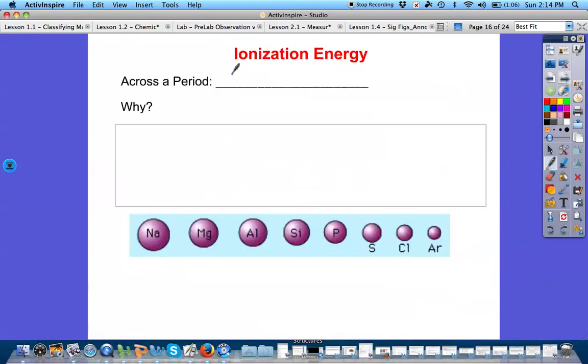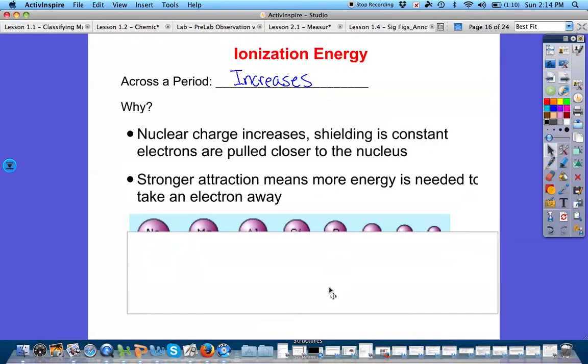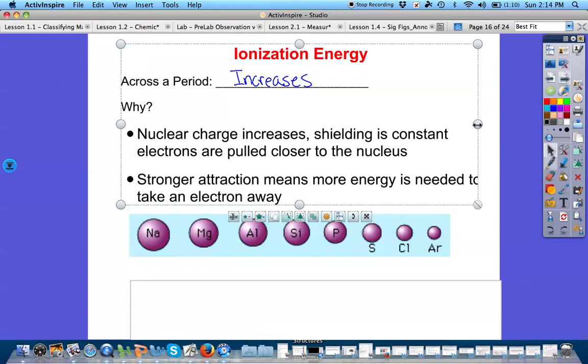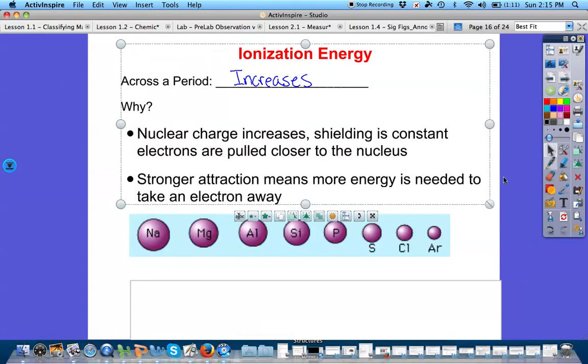As you go across a period, the ionization energy increases. The size of our atom is decreasing, so the electrons are being pulled closer to the nucleus, so it's going to be harder to remove those valence electrons. Nuclear charge increases, shielding is constant. As the electrons are pulled closer to the nucleus, there's a stronger attraction, which means more energy is going to be needed to take an electron away.